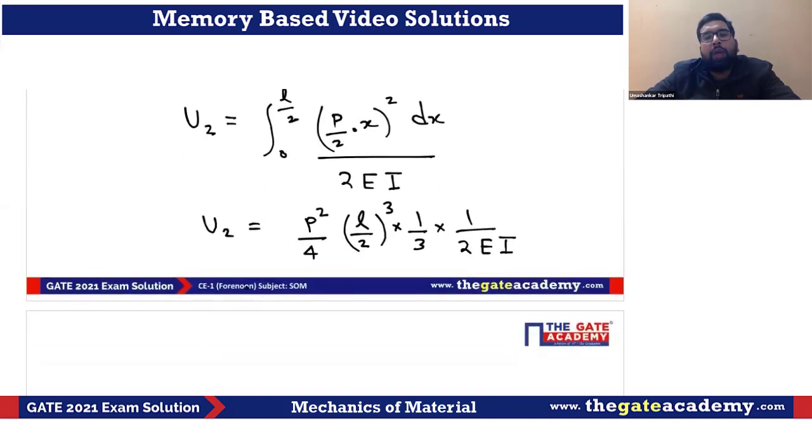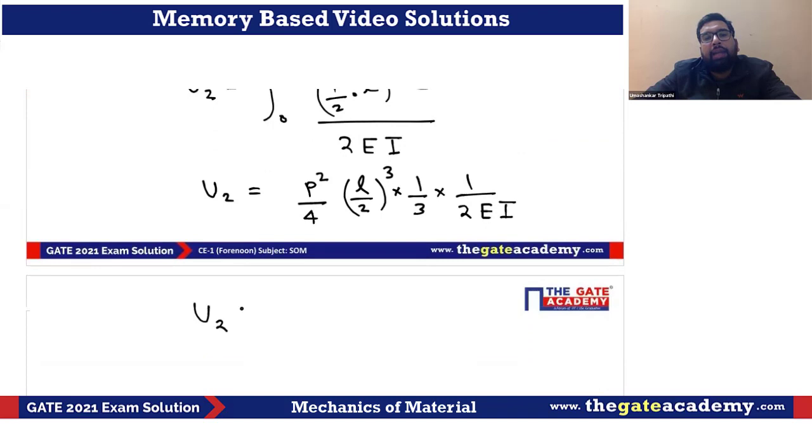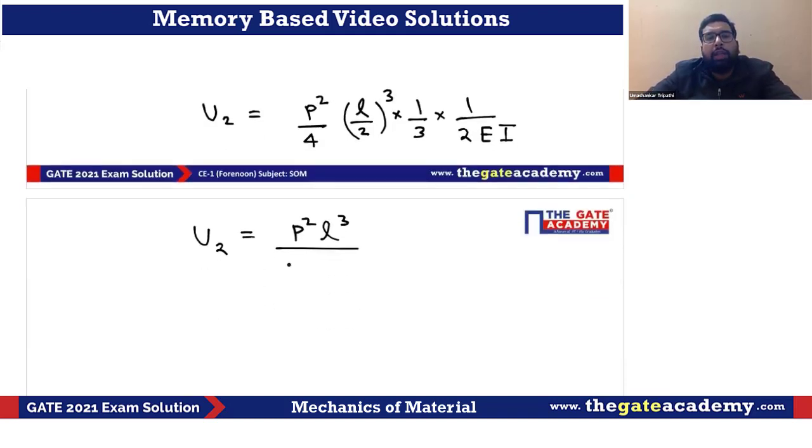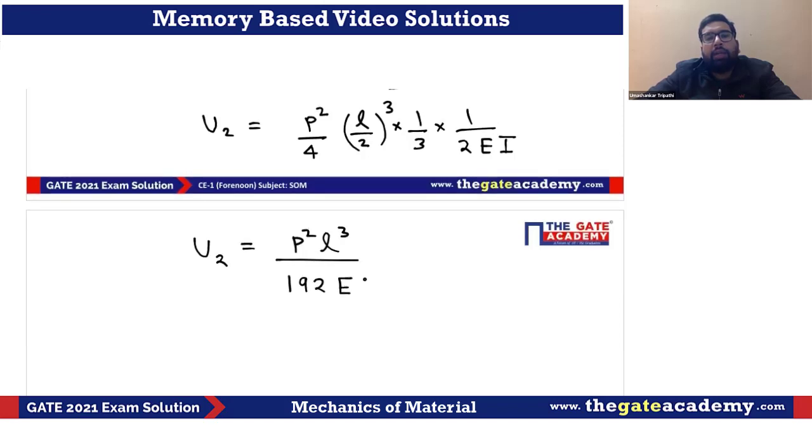What I'll be getting here is P square L cube. Now here, 4 into 8 into 3 into 2. Let's calculate it again. Or you may say, sir, why not take half the above value? You can do that also, it depends upon the aptitude. I am doing it in the easiest way. So we can see our U2.